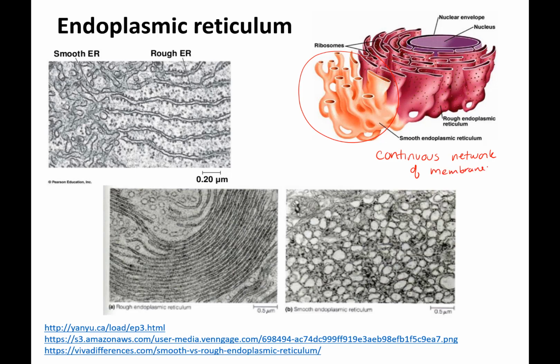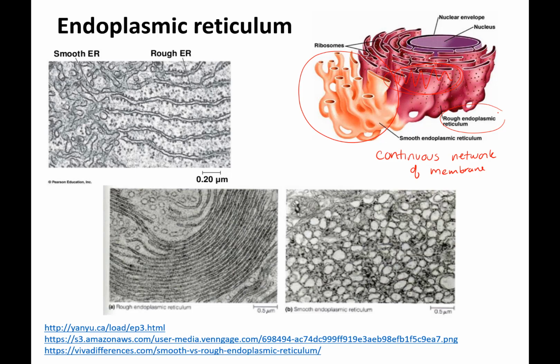So if a cell needs to do less protein synthesis and more lipid biosynthesis, then the rough ER will decrease in size and the smooth ER will increase. And vice versa. If a lot of protein synthesis needs to be happening and not a lot of other functions of the smooth ER, then the rough ER will be the majority of what you're seeing for that membrane network. And it's kind of interesting.